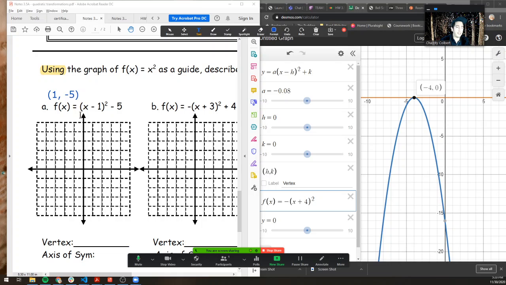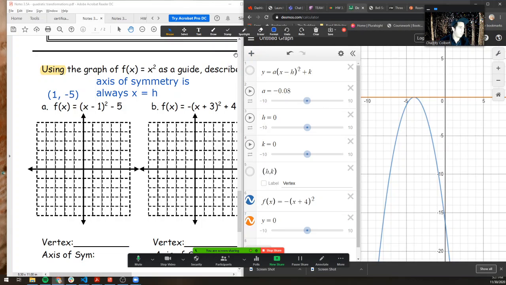And then, to find the axis of symmetry, the axis of symmetry is always x equals h. X equals h here. That's what it always is. And if you know that, it makes it pretty easy. But if you want to graph it, just to double check, you can do that too.